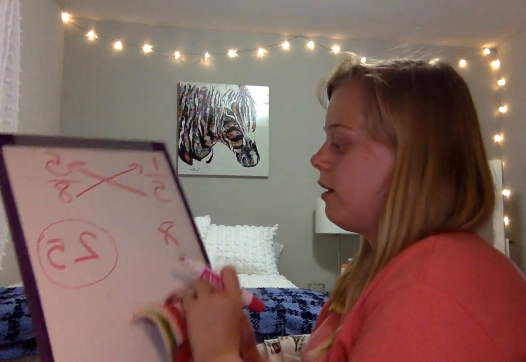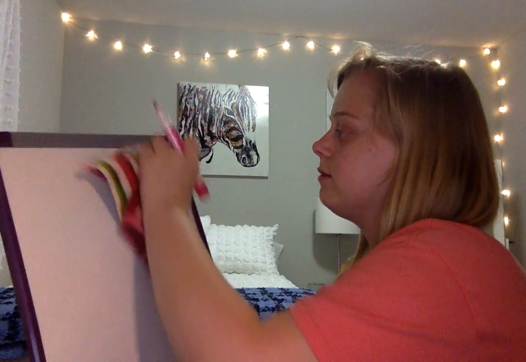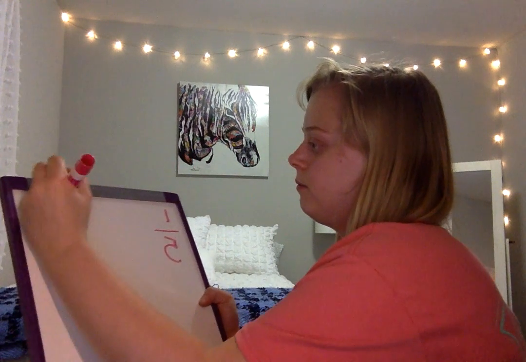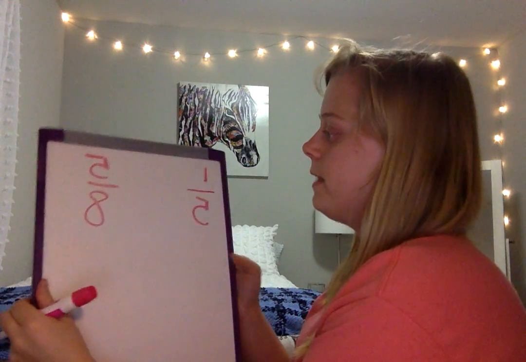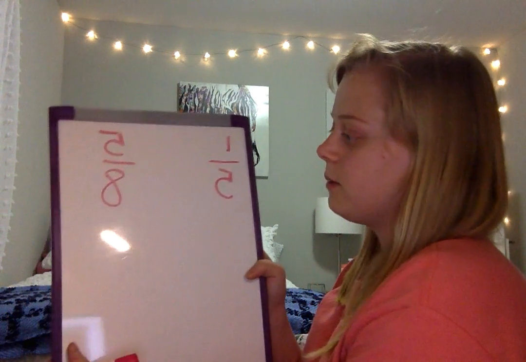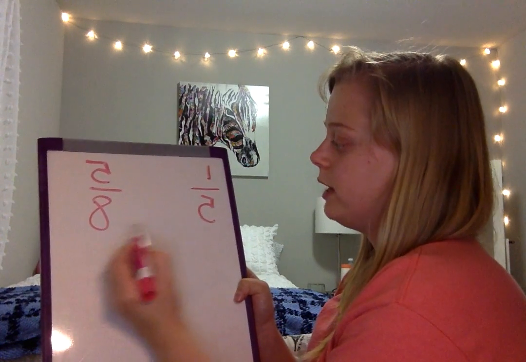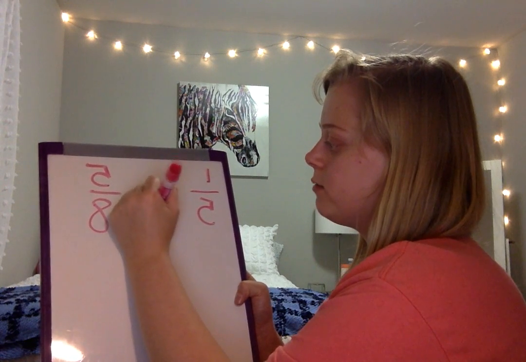And now we're going to compare the same two fractions, but we're going to use a different method. This time we're going to use the common denominator method. So first step, you have to find the common denominator between 5 and 8. Well, their common denominator is 40.